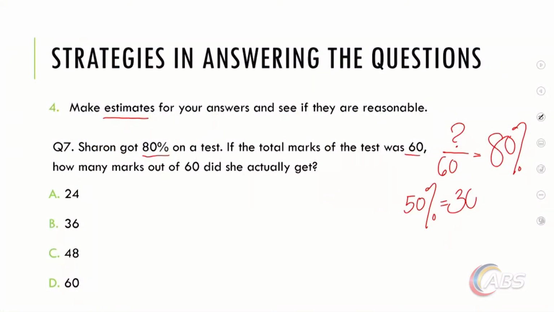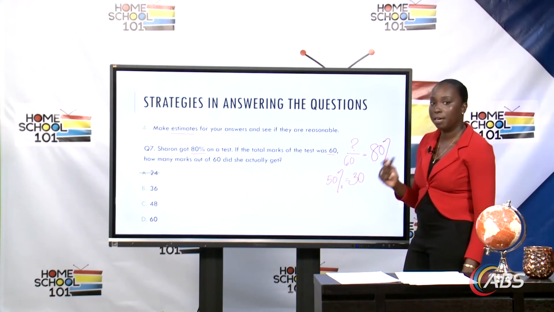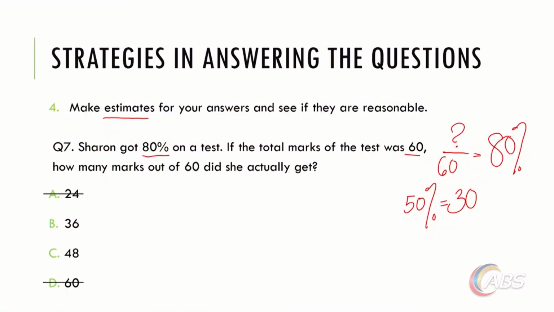So we can kind of use this as a gauge to eliminate some of our answers. Now, one thing already can come off of there, and that's 24, because 24 is less than 30. We can already eliminate another answer, because if the test was out of 60 and she scored 60, that would not have been 80%, that would have been 100%, and so we can take out 60. So we're left with 36 and 48.